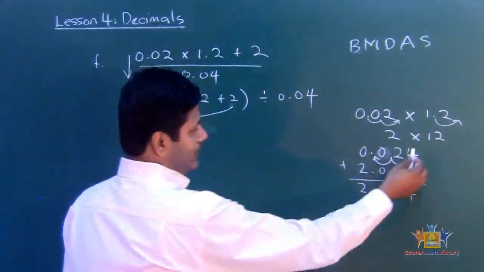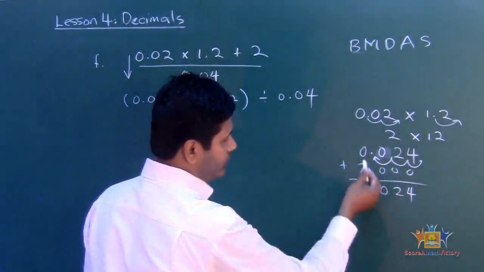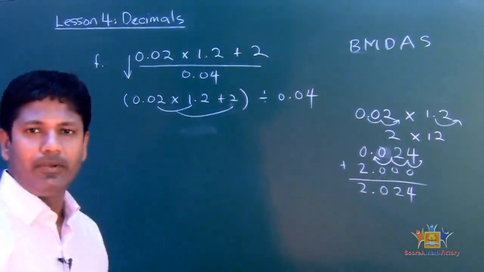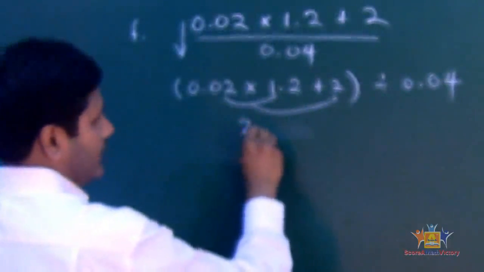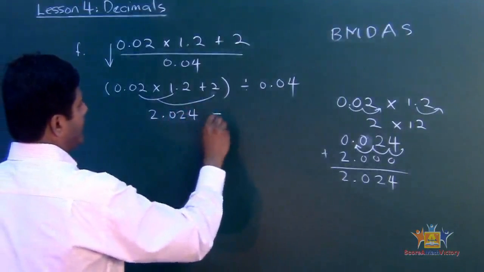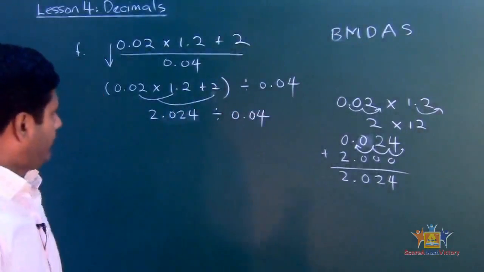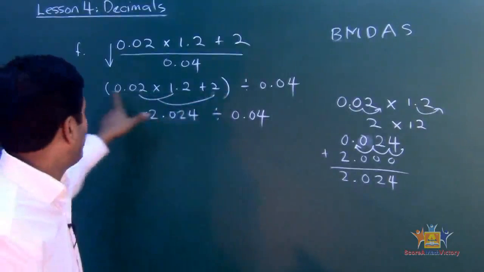Okay, because 4 plus 0 is 4, 2 plus 0 is 2, 0 plus 0 is 0, 0 plus 2 is 2. Then bring the decimal down. Pretty easy, isn't it? So that means we take that and replace it inside the bracket. This is what it turned out to be after we completed what's inside the bracket. Divide by 0.04. Keep in mind, once you've completed what's inside the bracket, remove the bracket.